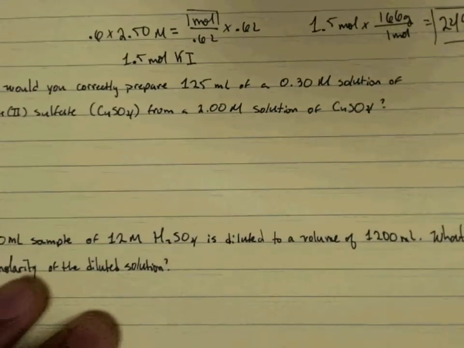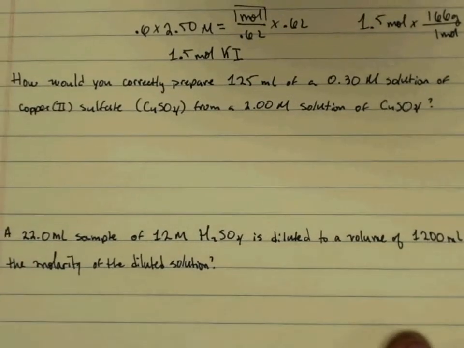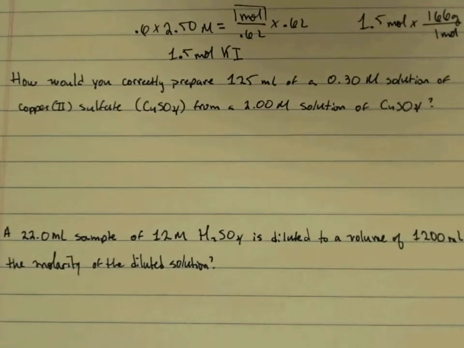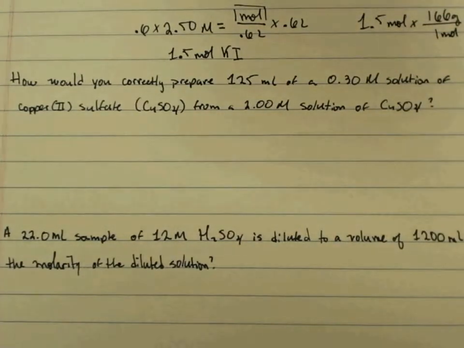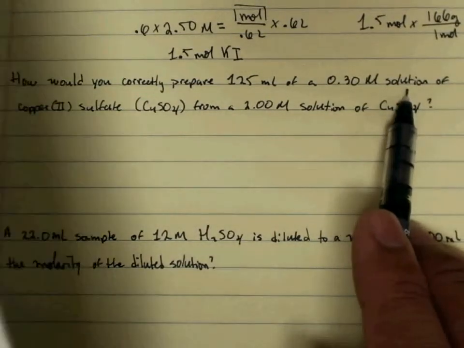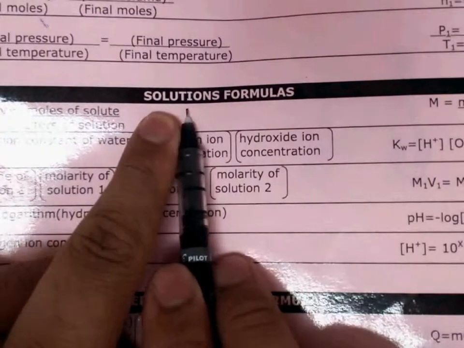Last two problems. It says, how would you correctly prepare 127 milliliters of a 0.3 molar solution of copper 3 sulfate from a 2 molar solution of copper 2 sulfate. So again, I have no idea. So I'm going to go back and I'm making a solution. So solutions are solutions.